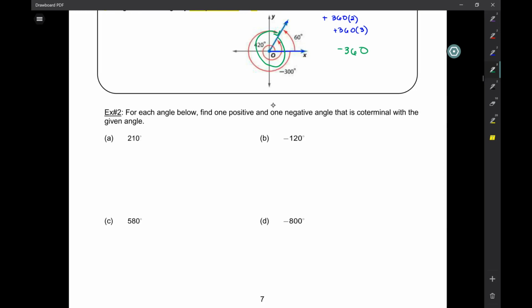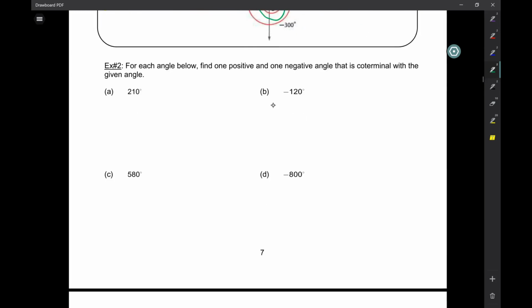So what we're going to do here is find one positive and one negative angle that is coterminal with the given angle. For the positive one, I start with 210, and to that, I'm going to add 360. And when I add 360, what do I get here? I get 570 degrees. Is that a positive number? Yes. So that qualifies as my positive coterminal angle.